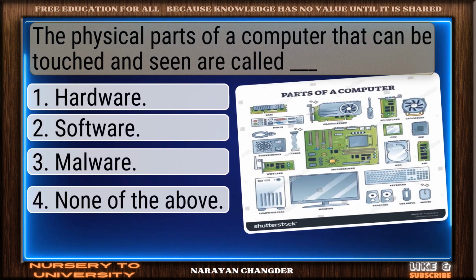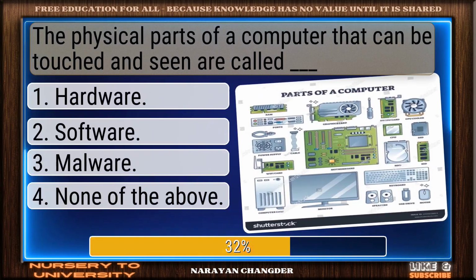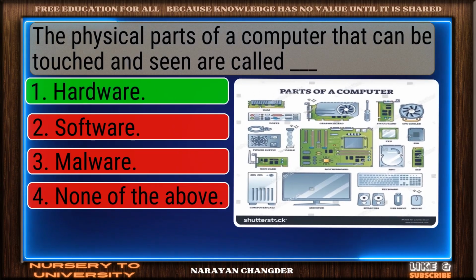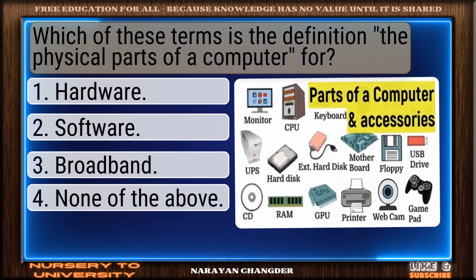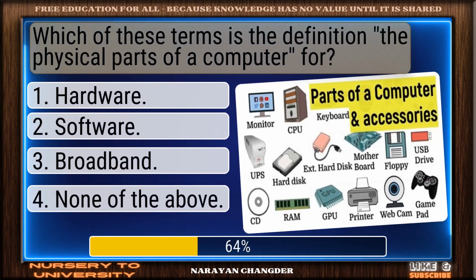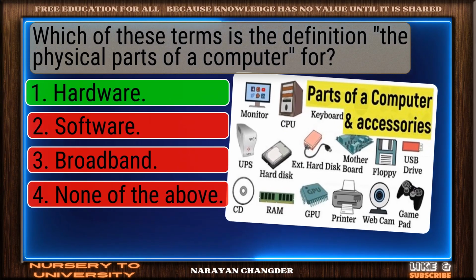The physical parts of a computer that can be touched and seen are called dash. You chose hardware, and it is correct. Which of these terms is the definition of the physical parts of a computer? Correct. Hardware is the right answer.